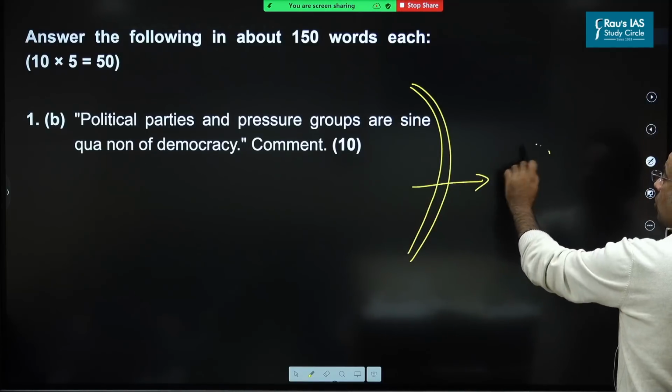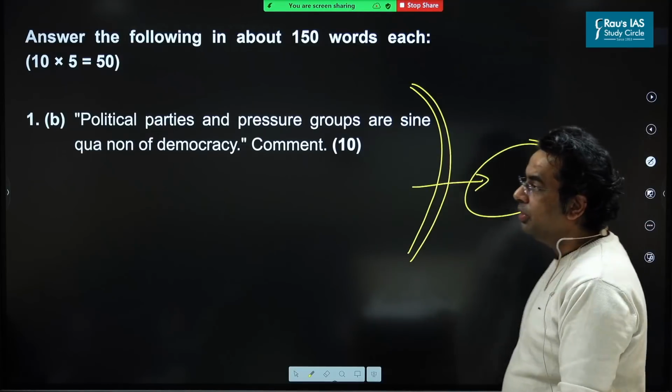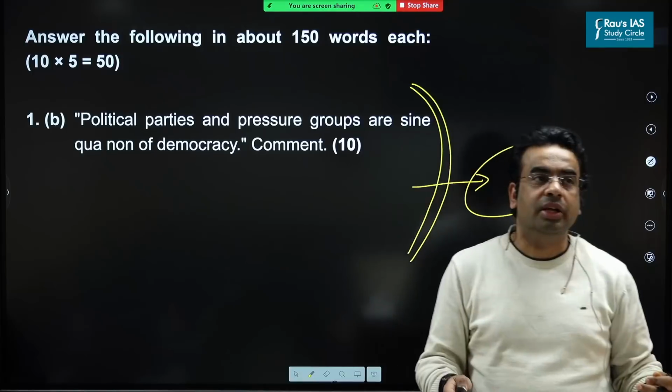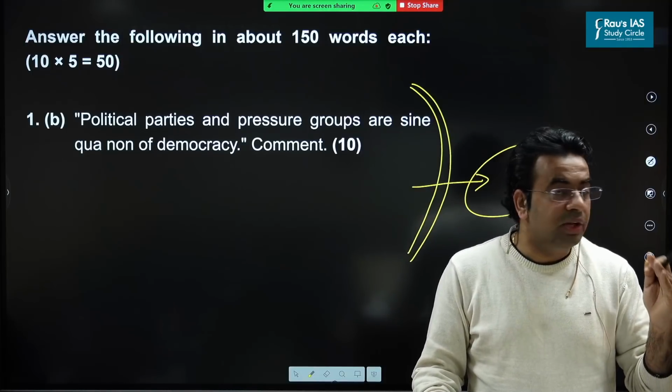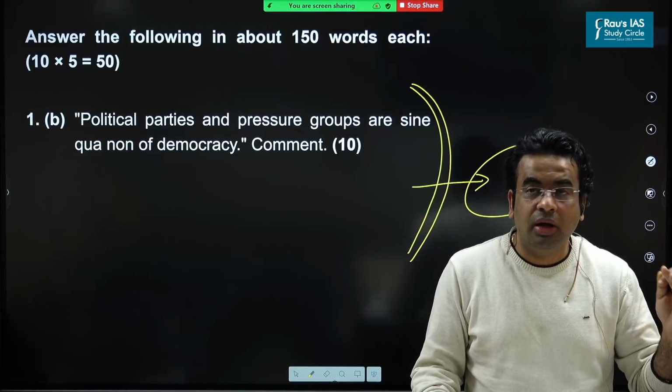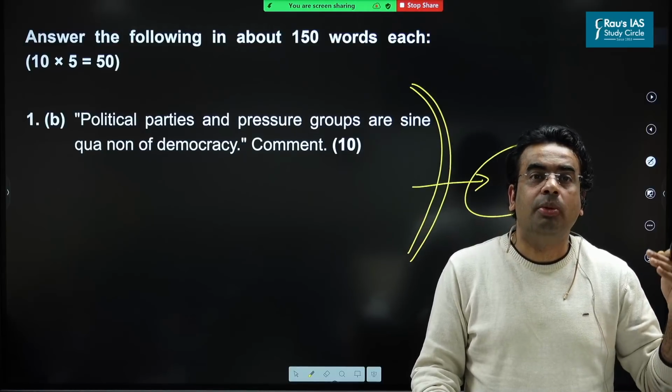The challenge is to complete the first question in the stipulated time, because you have to write so many things within 150 words. Answer writing requires a lot of hard work and a lot of practice, and it will come from practice only.